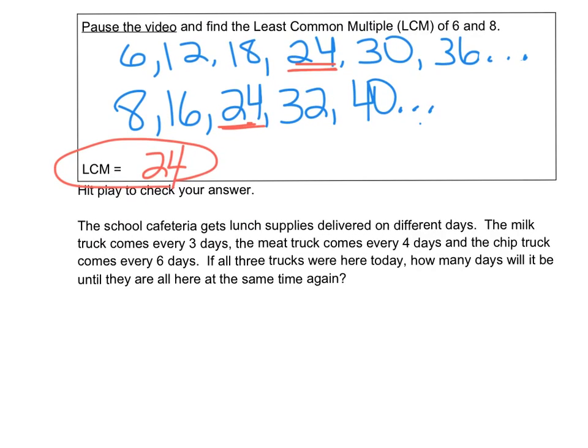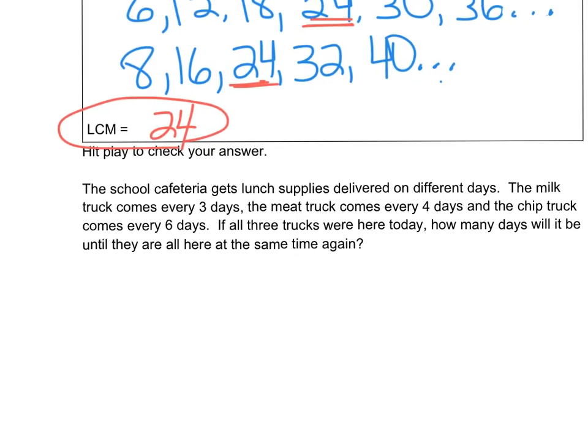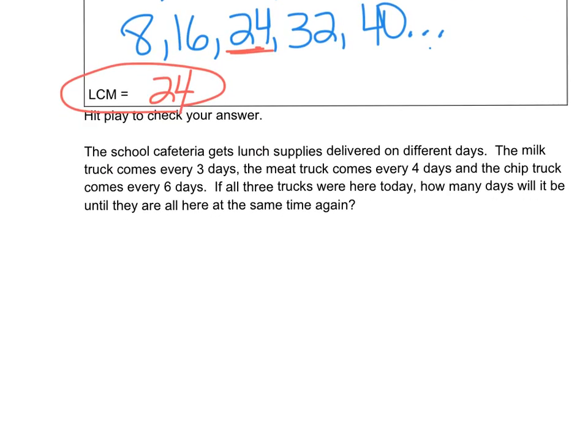All right, next up, let's do a word problem here where we have to use the least common multiple. It says the school cafeteria gets lunch supplies delivered on different days. The milk truck comes every 3 days, the meat truck comes every 4 days, and the chip truck comes every 6 days. If all 3 trucks were here today, how many days will it be until they are all here at the same time again?